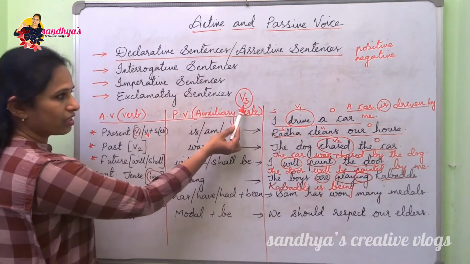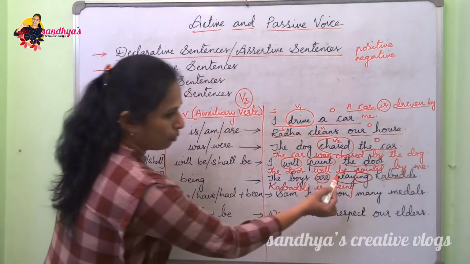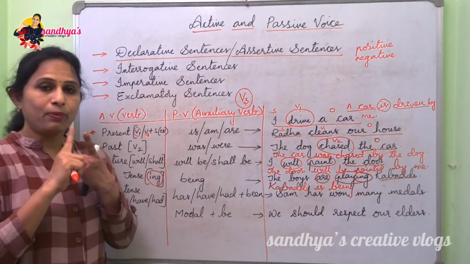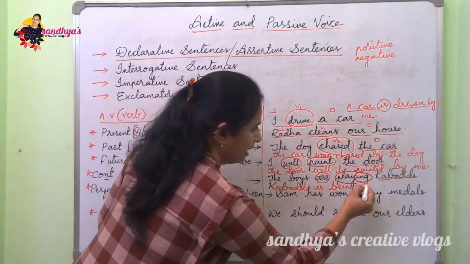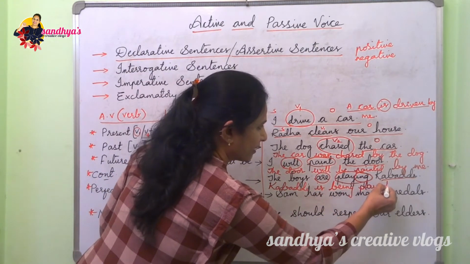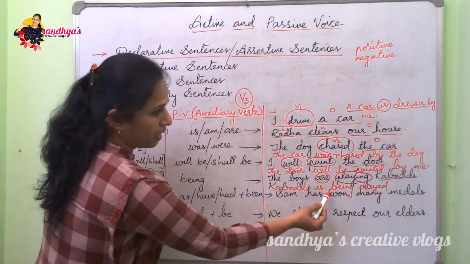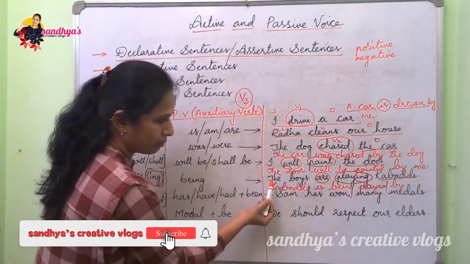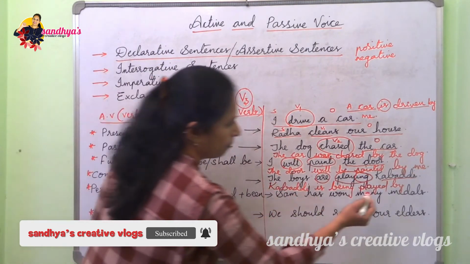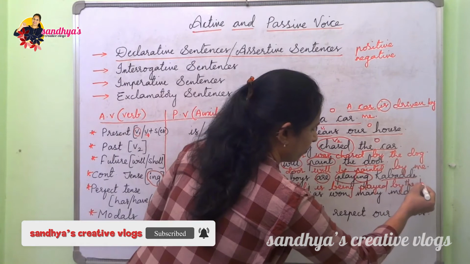Now as it is like, we are supposed to take third form of the verb. Now play is left. Now play, played and played. So let us take played. Kabaddi is being played by. Now let us see what the subject is. Now it becomes the object. By the boys.